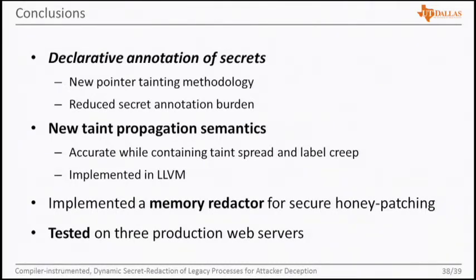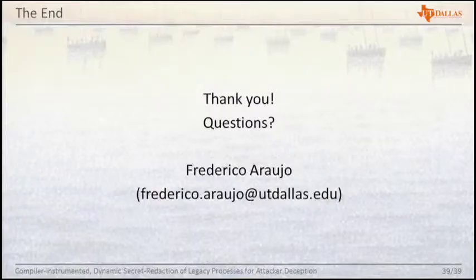And to conclude my talk, we've proposed and implemented a methodology through which developers can declaratively annotate secrets in legacy source code that leverages this new pointer tainting methodology. And to support this declarative annotation scheme, we've implemented this new pointer conditional combined semantics that accurately tracks the flow of secrets as a program executes while containing the taint spread and label creep. And we've implemented, as a use case for this taint-tracking framework, a memory redactor for secure honey patching, and tested it on 3 production web servers. So with that, I conclude my talk, and I would like to take your questions.